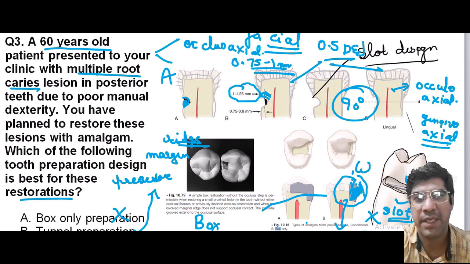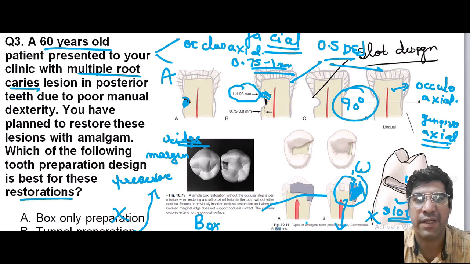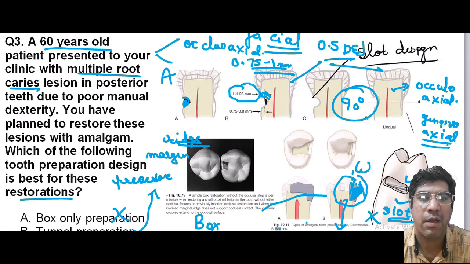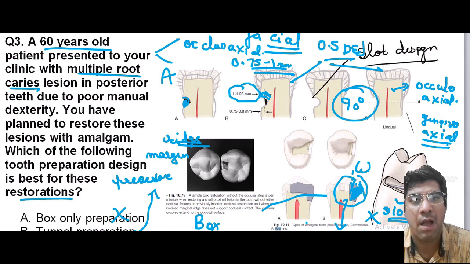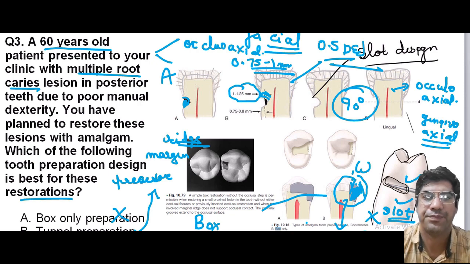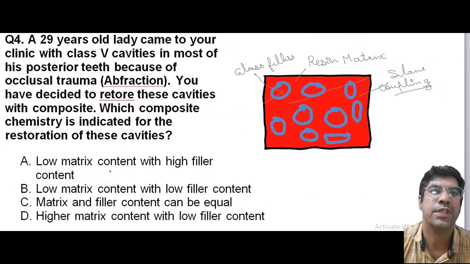So in summary, the slot preparation is done for root caries, involving the creation of a slot-like cavity on the facial surface of teeth, preserving the healthy dentine, ensuring proper cavosurface angle, and creating the retentive grooves that are required for restoration. So the answer is slot preparation. Let us move to the next question.